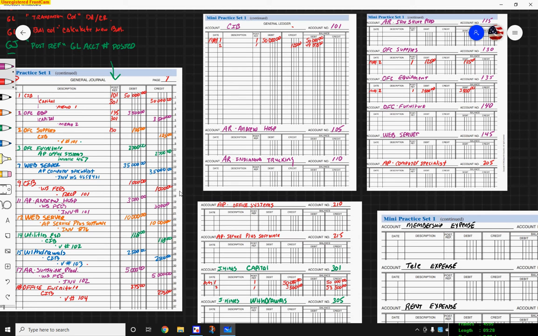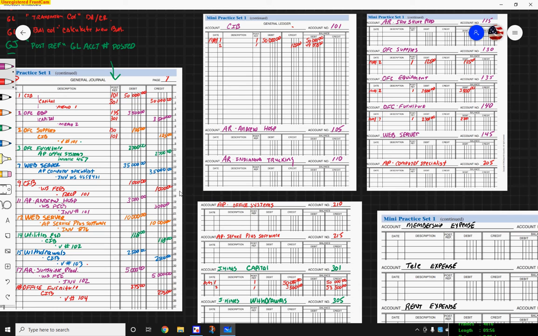Account number 101 it was posted to. Go back to your general journal. 101. Okay. Next account was office furniture. A debit of $2,700 on the 3rd. Office furniture, May 3rd. Journal page number 1. It was a $2,700 debit.